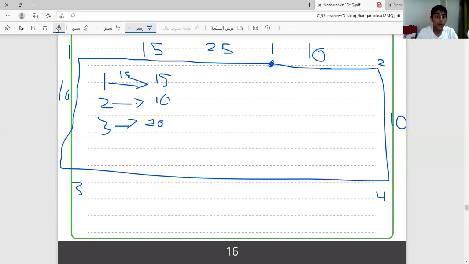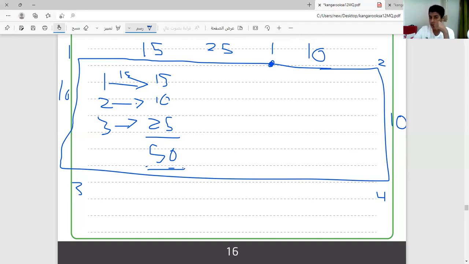So the third one, if he walks from his place to the first place, he will spend 10 meters. Then from the place of number 1 to the place of the teacher, he will spend 15 meters. So 10 plus 5, 15, equals 25. So all of this equals 50. So now we have 50 meters, which is correct.